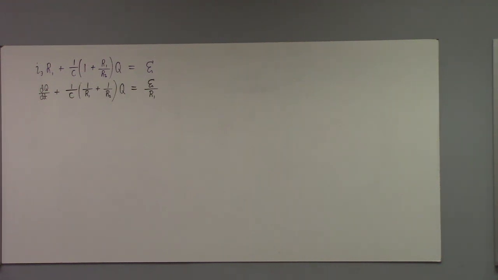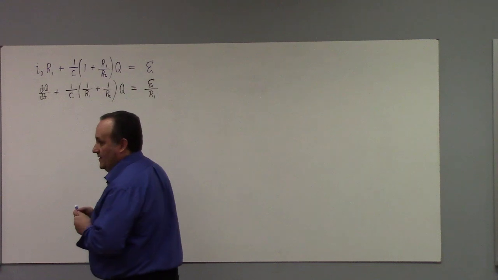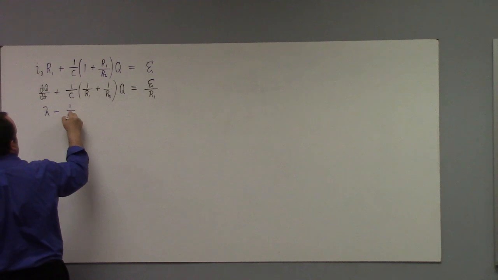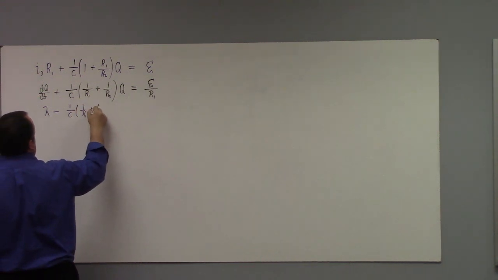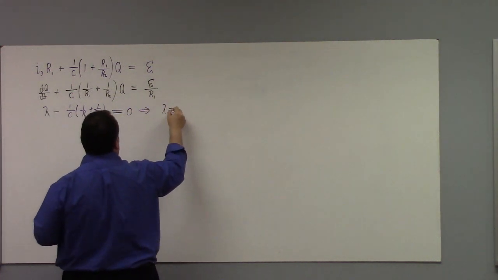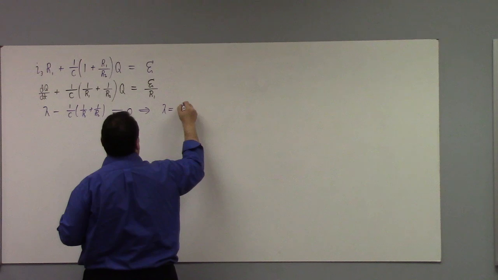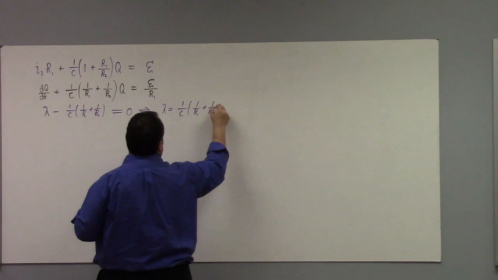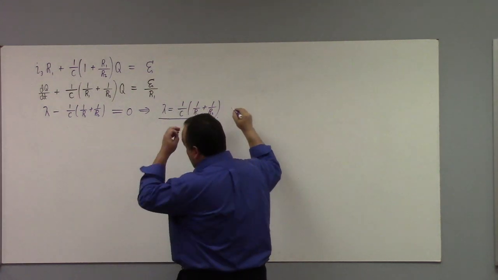All right. This is a linear differential equation, right? Can we solve this? Yes. So what's the solution? You have to use the integrating factor. I could, or I could do this. Lambda minus 1 over C times (1 over R1 plus 1 over R2) equal to 0 implies that the characteristic value is just 1 over C times the sum of 1 over R1 and 1 over R2. Let me just make that a definition.